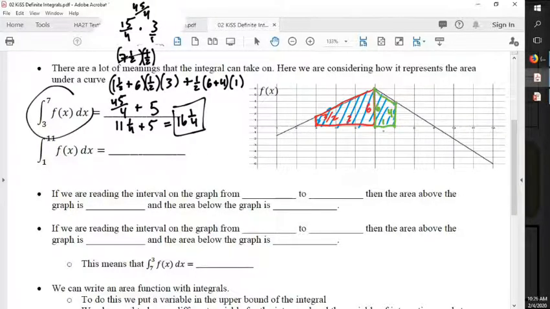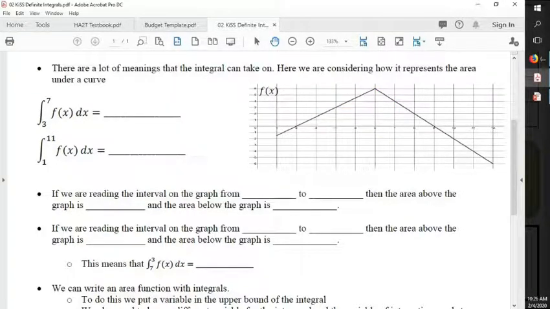That's the area. That's what this thing equals. That's the integral. Oh my gosh, and it's positive and everything. What about this one? Can you guys do this one? 1 to 11. Ooh, let's clear the screen and let's do that one. Let's go 1 to 11.